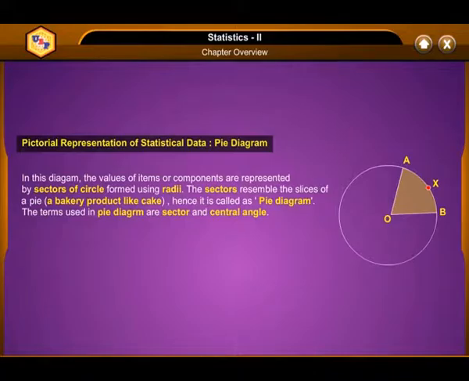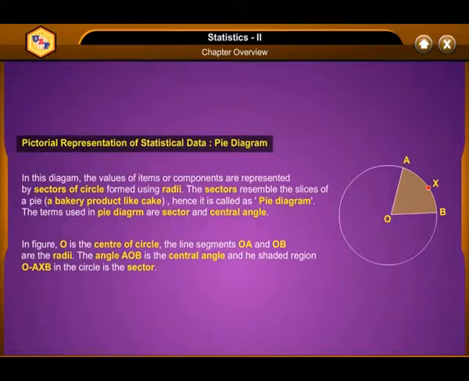The terms used in a pie diagram are sector and central angle. In the figure, O is the center of the circle. The line segments OA and OB are the radii. The angle AOB is the central angle, and the shaded region OAXB in the circle is the sector.